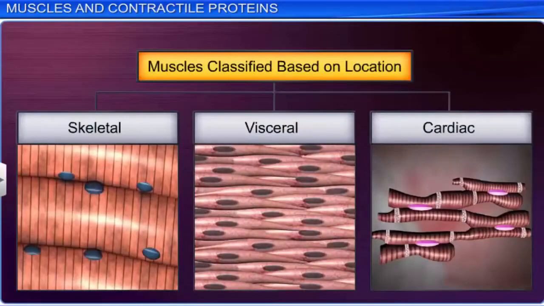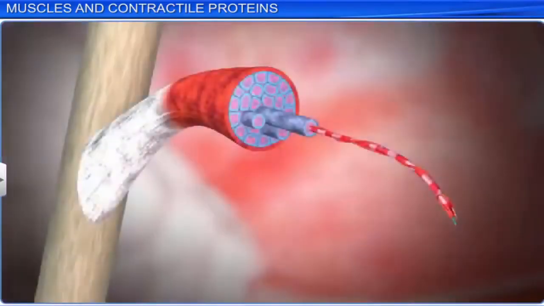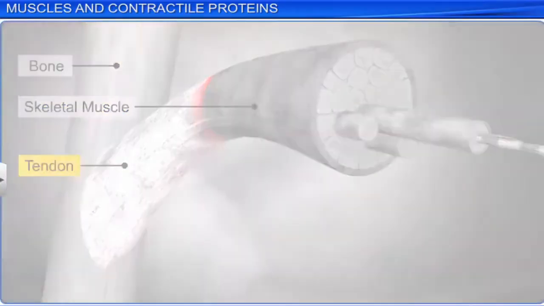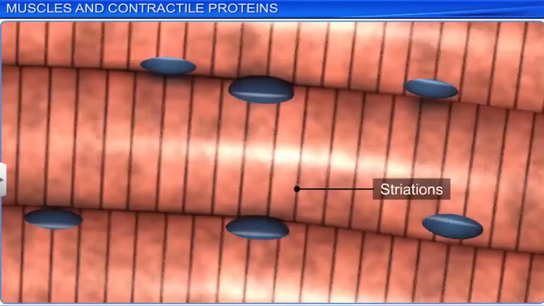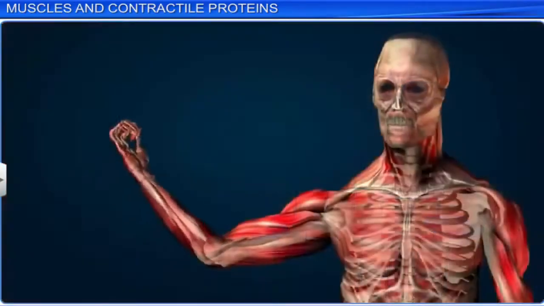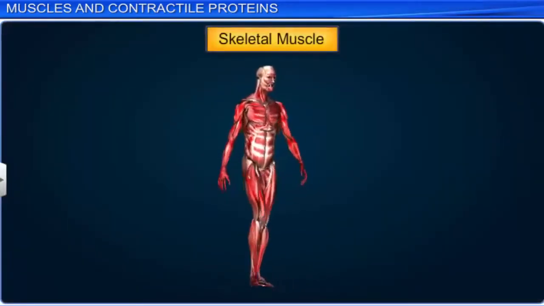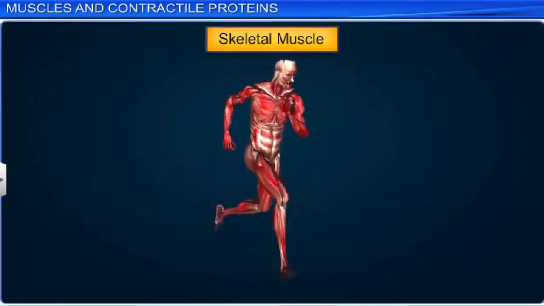Based on their location, muscles are classified into three types, namely skeletal, visceral, and cardiac. Skeletal muscle tissues are attached to the bones of the body by collagen fibers called tendons. These muscles are striated or striped and are also referred to as voluntary muscles, as they are under the control of the nervous system. Skeletal muscles help in locomotion and different body postures.